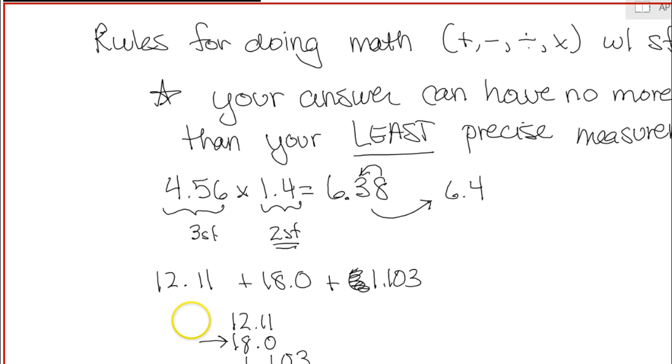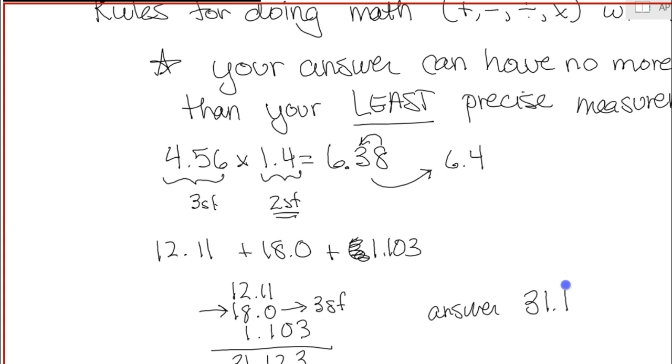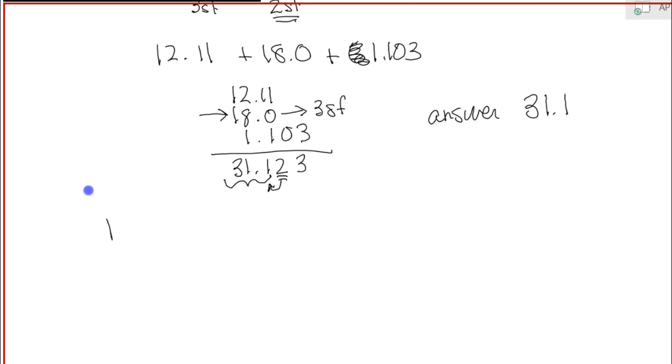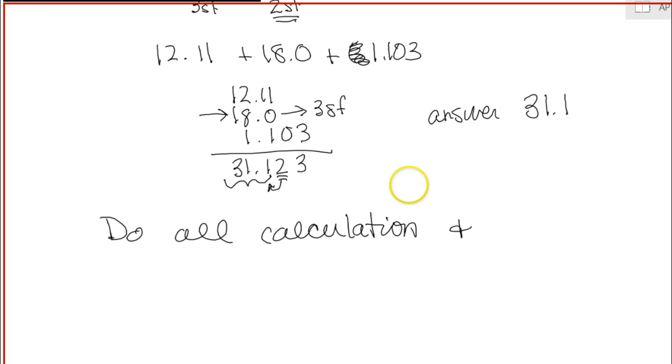So when we add this up, I'm going to trust your book and go that this is 31.123. Our answer can only have 3 sig figs, so we have to round it there. This is a 2, so we don't round this up to the next number. So our answer in the correct number of sig figs is 31.1. The rule of thumb is that you need to do all calculations and round when you get to the final answer.